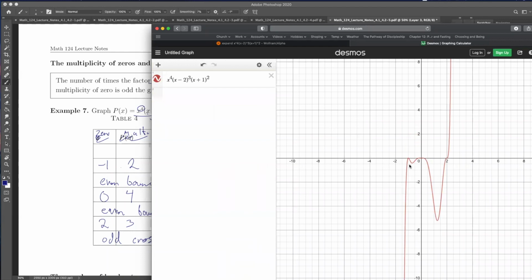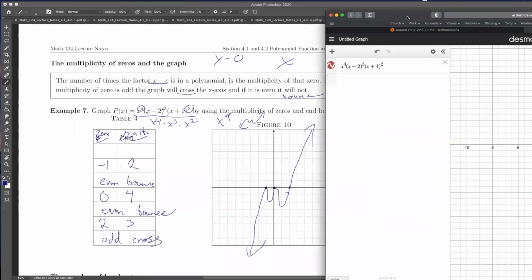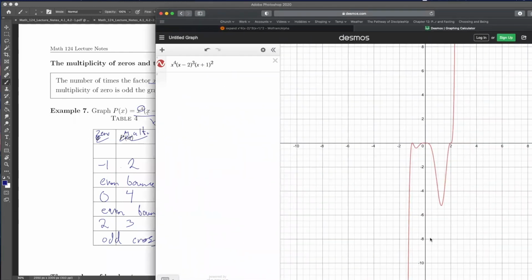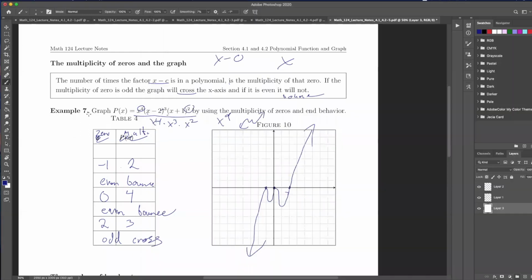All right, so notice here, this is what we have. Is it somewhat like this? Yeah. Is it exactly like that? No, right? But it's not a bad estimate. It comes in, bounces a little harder, and then heads on out. And so here, you can just use the multiplicity of zeros to roughly guess this.